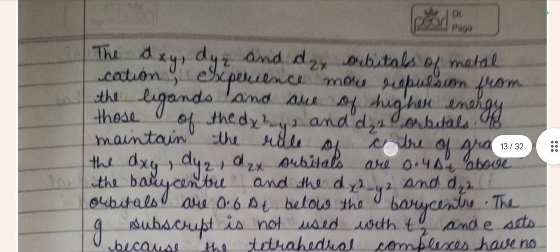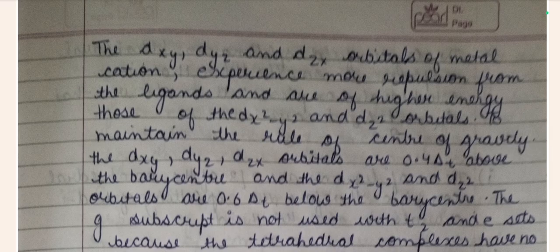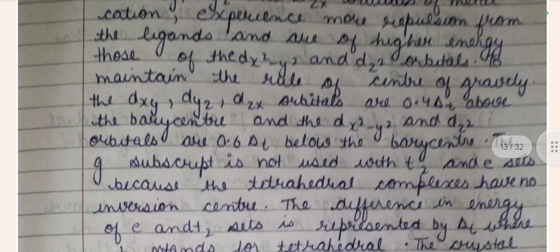The dxy, dyz and dzx orbitals of a metal cation experience more repulsion from the ligands and are of high energy. Those of the dx² − y² and dz² orbitals are of lower energy, to maintain the rule of the center of gravity. The dxy, dyz and dzx orbitals are 0.4 ΔT above the barycenter and the dx² − y² and dz² orbitals are 0.6 ΔT below the barycenter.